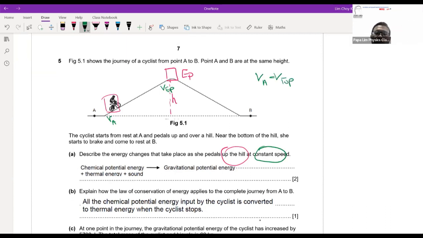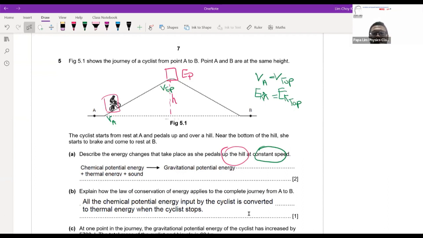Okay. In other words, when we look at speed, the energy that involves speed is what we call kinetic energy, which is half mv squared. If the speed at both locations is the same, it will mean that the kinetic energy at A is equal to the kinetic energy at the top. So the kinetic energy actually remains the same, which means that there isn't any increase in kinetic energy, and there isn't any conversion of kinetic energy.